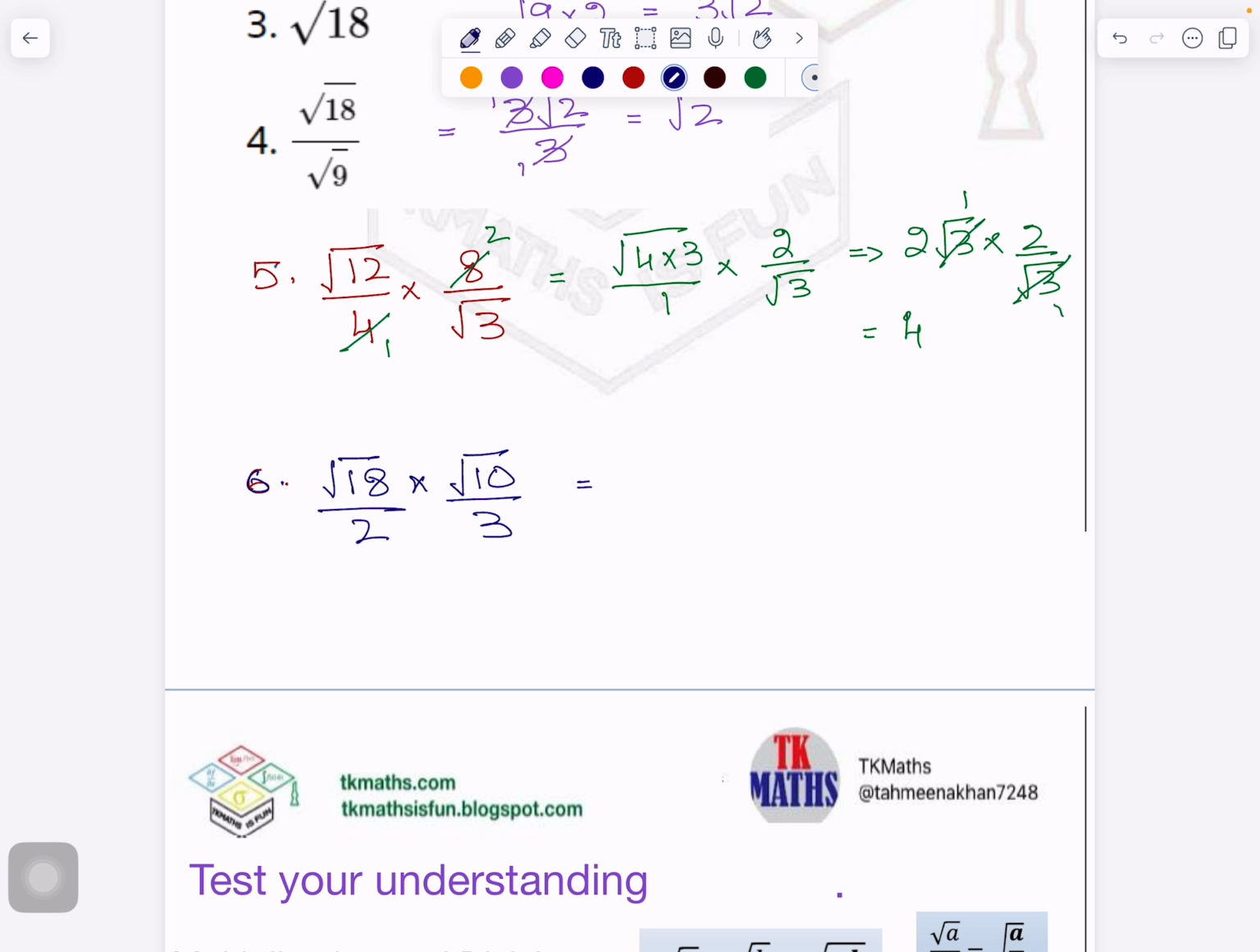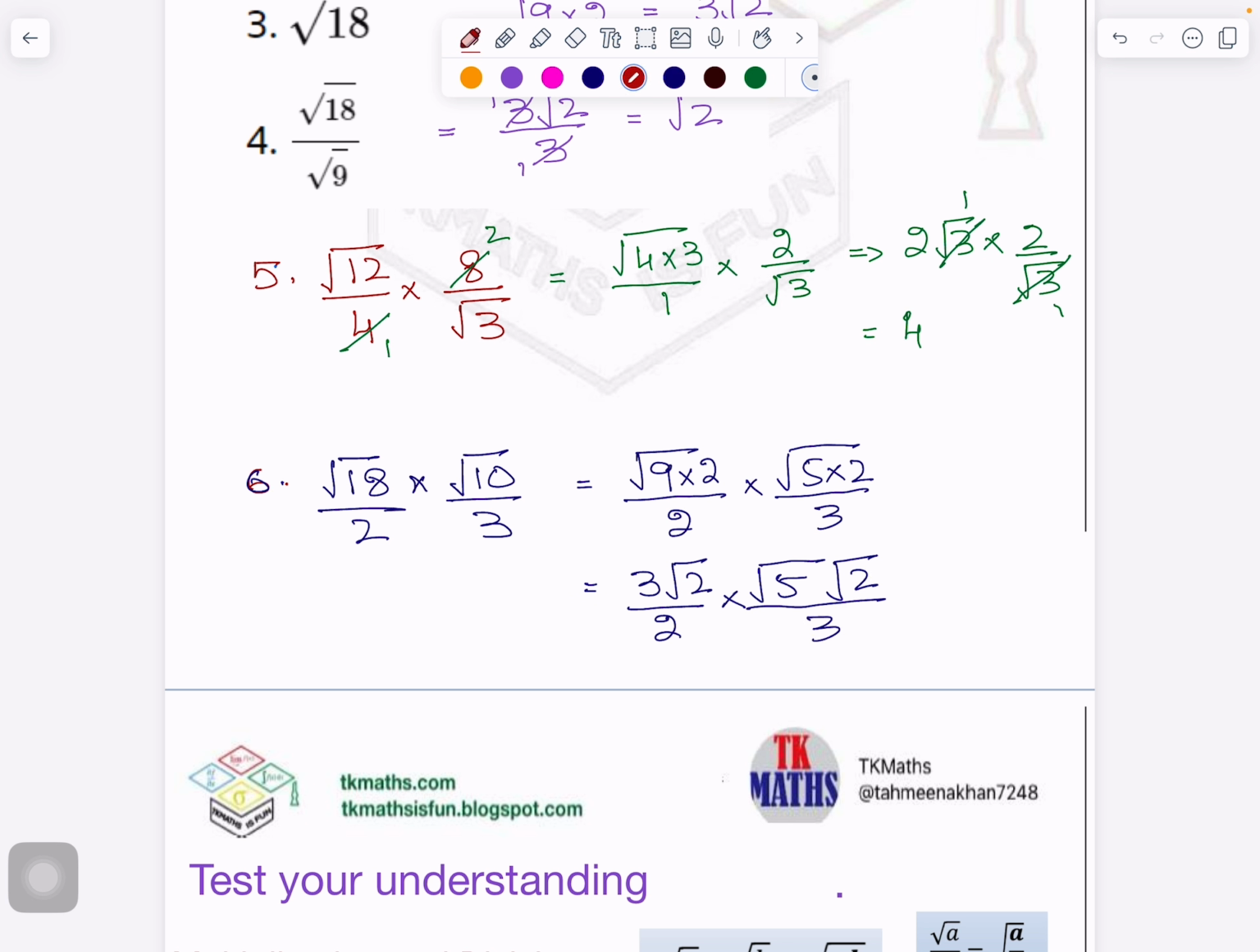Now root 18 can be written as 9 times 2, so root 9 times 2. And 10 can be written as 5 times 2, but it cannot be split further, so we will keep it as it is. Root 9 is equal to 3, so it is 3 root 2. And this will be 2 times root 5 into root 2.